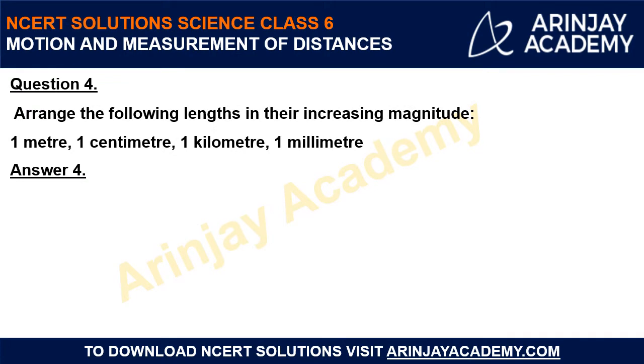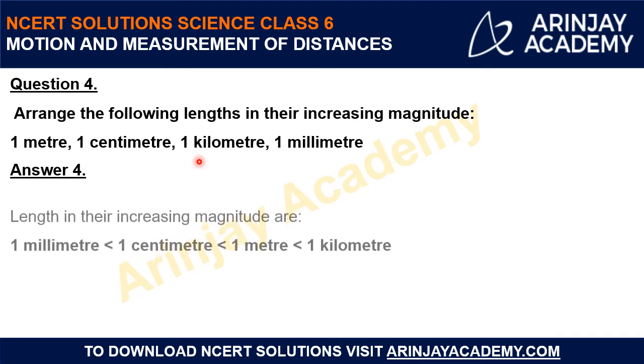Here comes question 4. Arrange the following lengths in their increasing magnitude. So हमारे पास यहाँ पे 4 types of length हैं, 1 meter, 1 centimeter, 1 kilometer and 1 millimeter. So what we need to do, हमें इन्हें इनके increasing magnitude के order में arrange करना है.